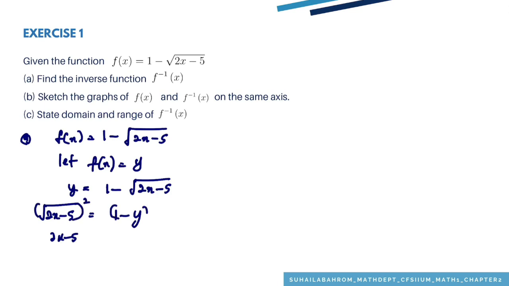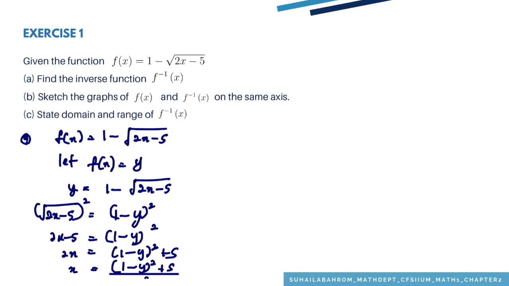Then 2x minus 5, and we square both sides in order to remove the square root. So on the right hand side we get (1 minus y) squared, and 2x equals (1 minus y) squared plus 5. Then x equals ((1 minus y) squared plus 5), the whole thing divided by 2. Therefore, the inverse function of f is f inverse of x equals ((1 minus x) squared plus 5) over 2. So this is the inverse function of f.